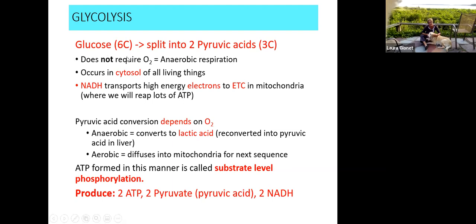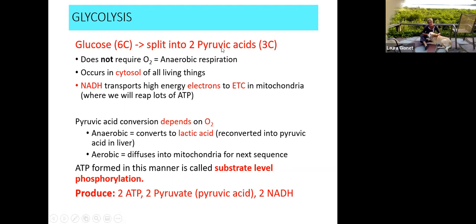All right, so we start with the glucose 6-carbon chain, and this does not require oxygen. That is anaerobic respiration. It occurs in the cytosol. The NADH transports high energy electrons to the electron transport chain. That's all you need to know. We're going to produce NADH. It captures some electrons, and along with the hydrogen, transports them to the last phase.